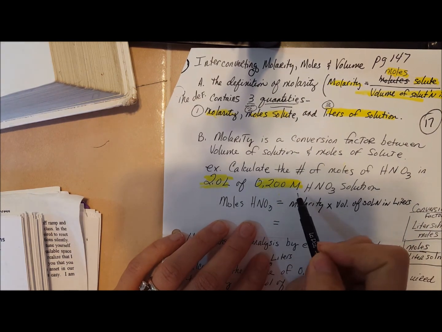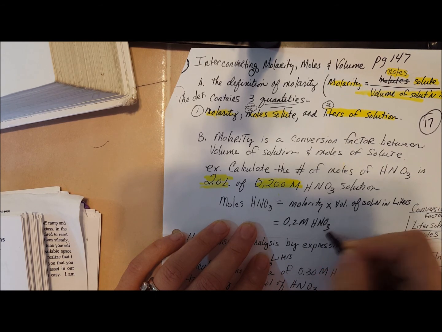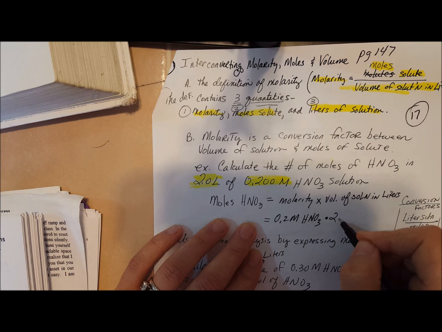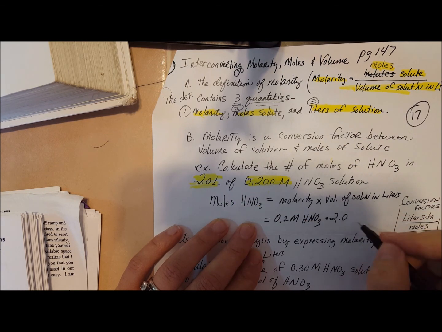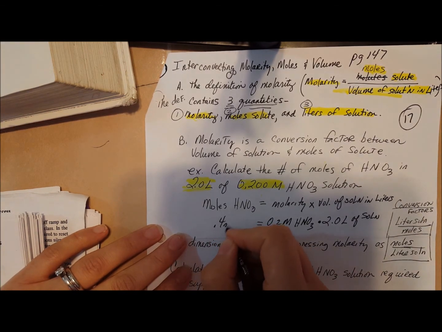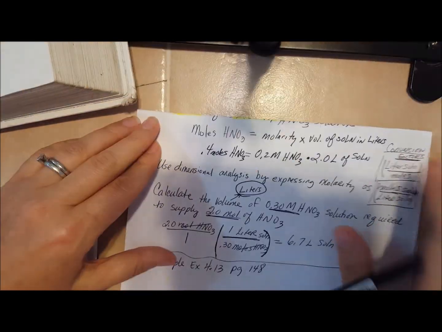So the molarity is 0.2 HNO3. And you're timesing that by the volume, which is in liters, and we don't have to convert it because it's already given to us in liters, 2 liters of solution. And when you do the math, 2 times 0.2 equals 0.4 moles HNO3.